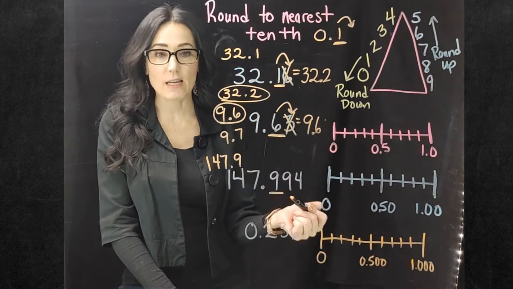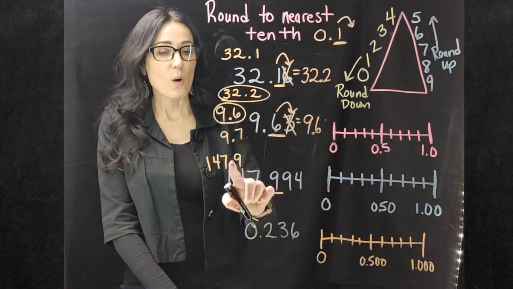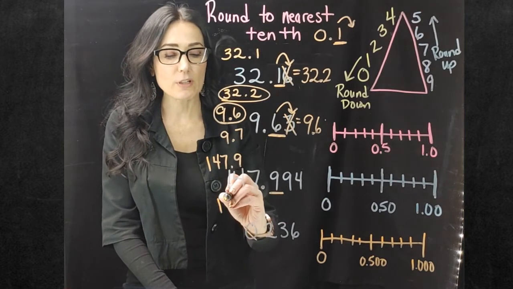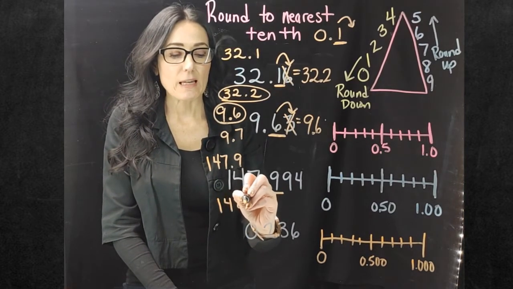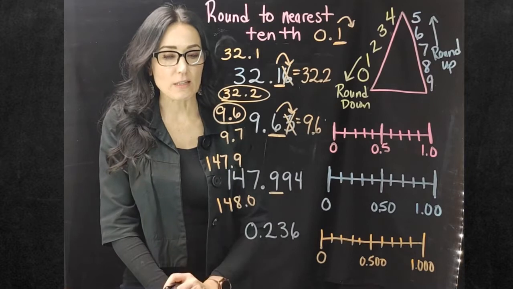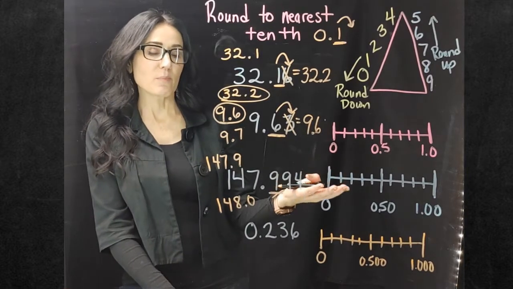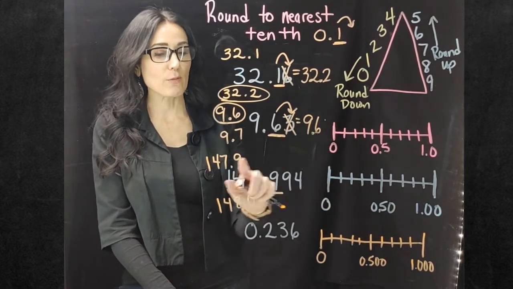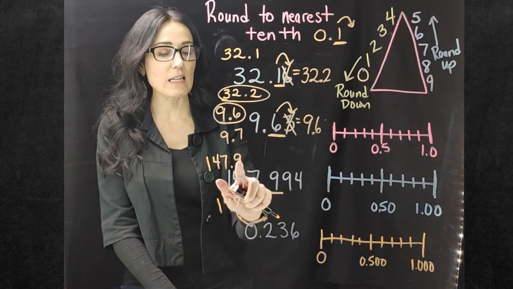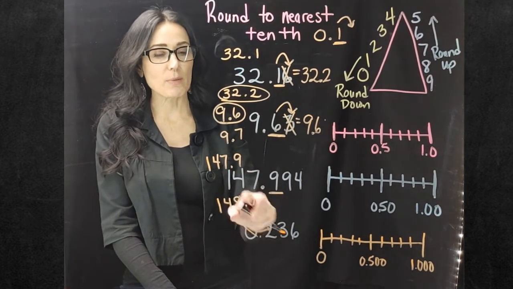We'd say 147.9 or 9/10. Is it going to stay like that? Or are we going to go up to 148 with 0/10? Because what comes after 9? After 9, you go to 10. So if you look at this as a 7 and a 9, after that, it's going to become an 80.